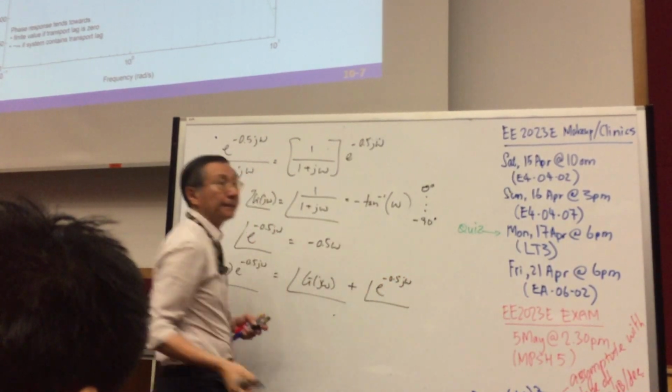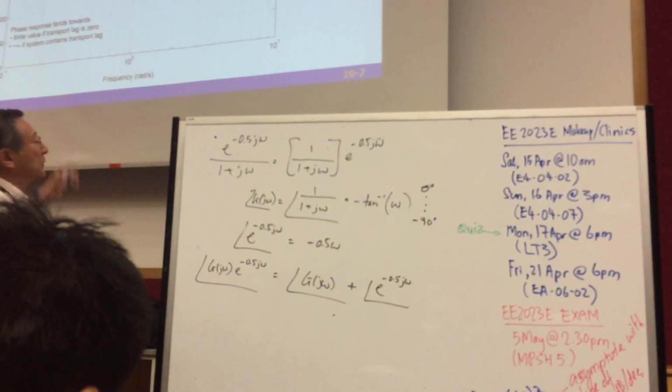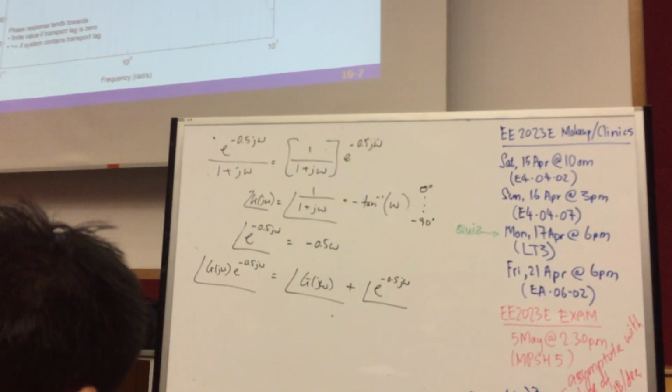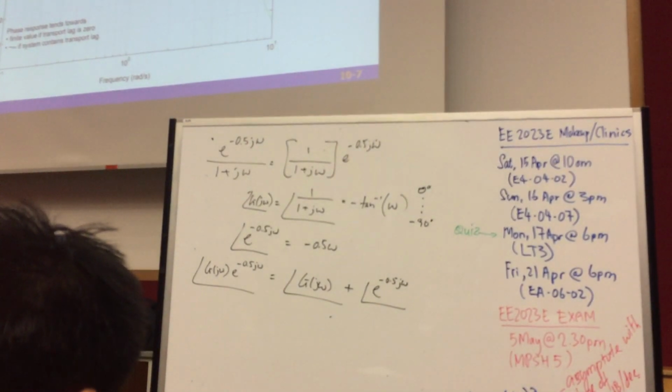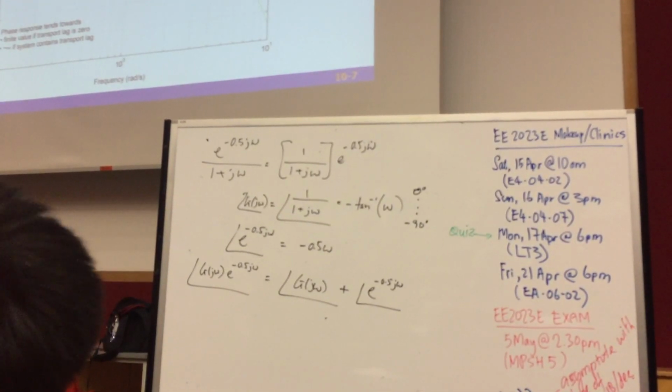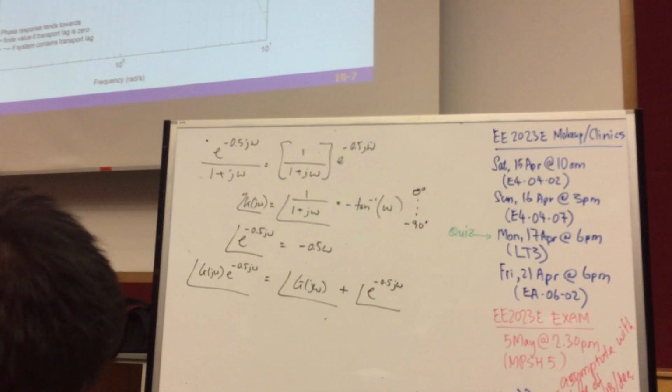Combine these two together. This is the green curve. The blue and the red gives you the green. So now you look at the green curve. It does not flatten. It will keep going down.